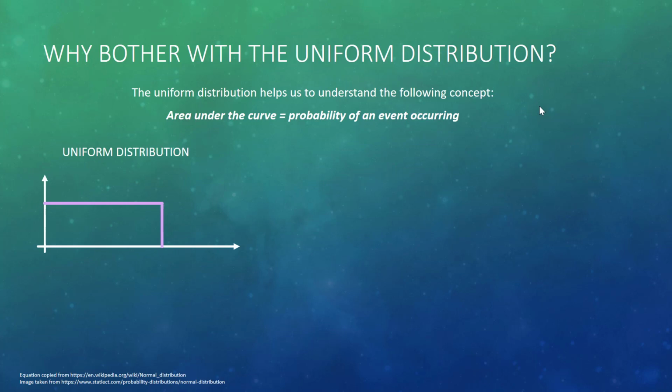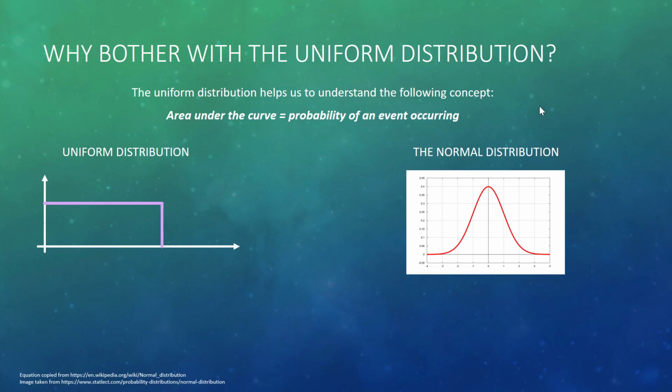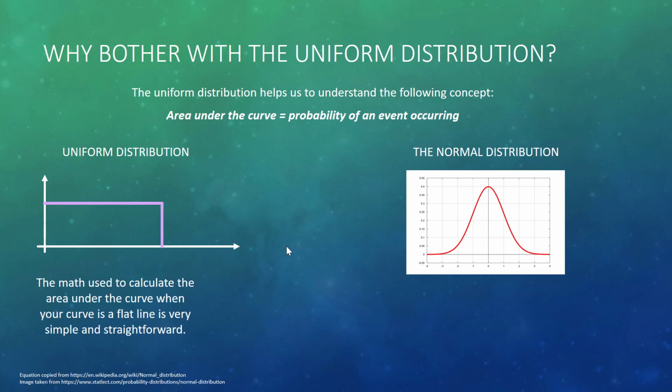So here's the uniform distribution, and we just did a few examples with that. But what we really want to work with is this normal distribution. So why spend time on something that looks like this when we don't even really care about uniform distributions, and in real life, most things are not uniformly distributed? Well, the very simple answer is that the math used to calculate the area under the curve, when your curve is a flat line, is very simple. You can just use the area of the rectangle, length times width.